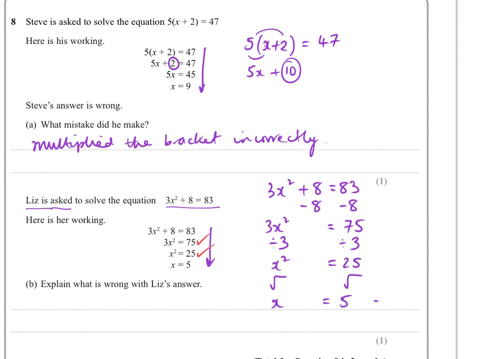However, it could also be negative 5, because negative 5 times negative 5 is the same as negative 5 all squared, which is also 25. So what's wrong with her answer? Well, there are 2 solutions and she's only got one of them, so the other one was missing.